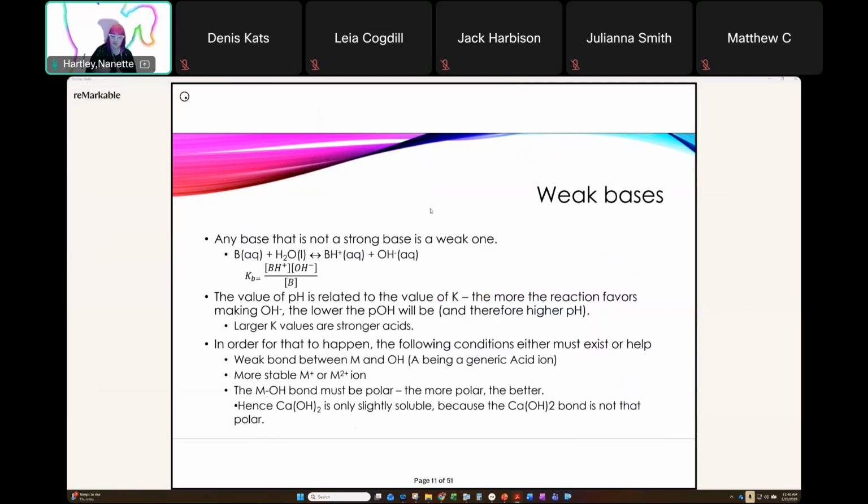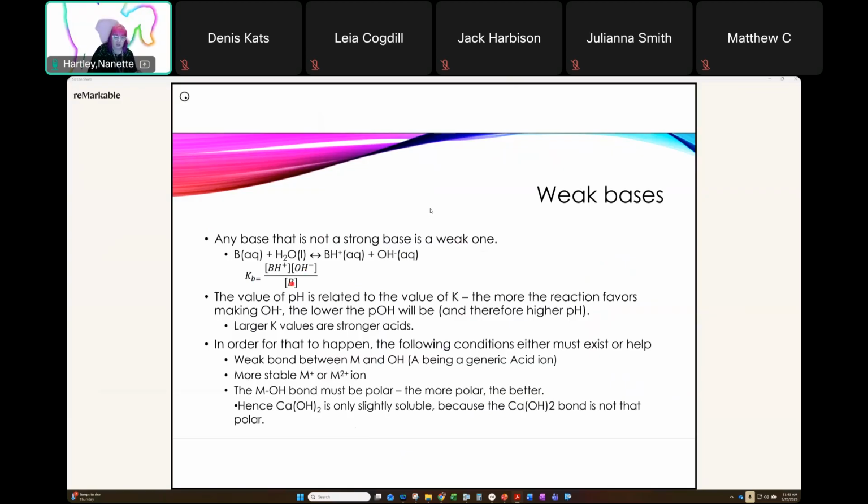Now, any base that's not a strong base is a weak one. So it can react with water, generally speaking, to pick up a proton and leave us with an OH minus. Now, there are situations where we talk about generating OH directly, but that's typically for a strong base. This is the behavior that we typically see for our weak bases. So that's why we're looking at this scenario. So we have our base B plus H2O giving me BH plus and OH minus, which then gives me this KB is equal to BH plus times OH minus over the concentration of B.